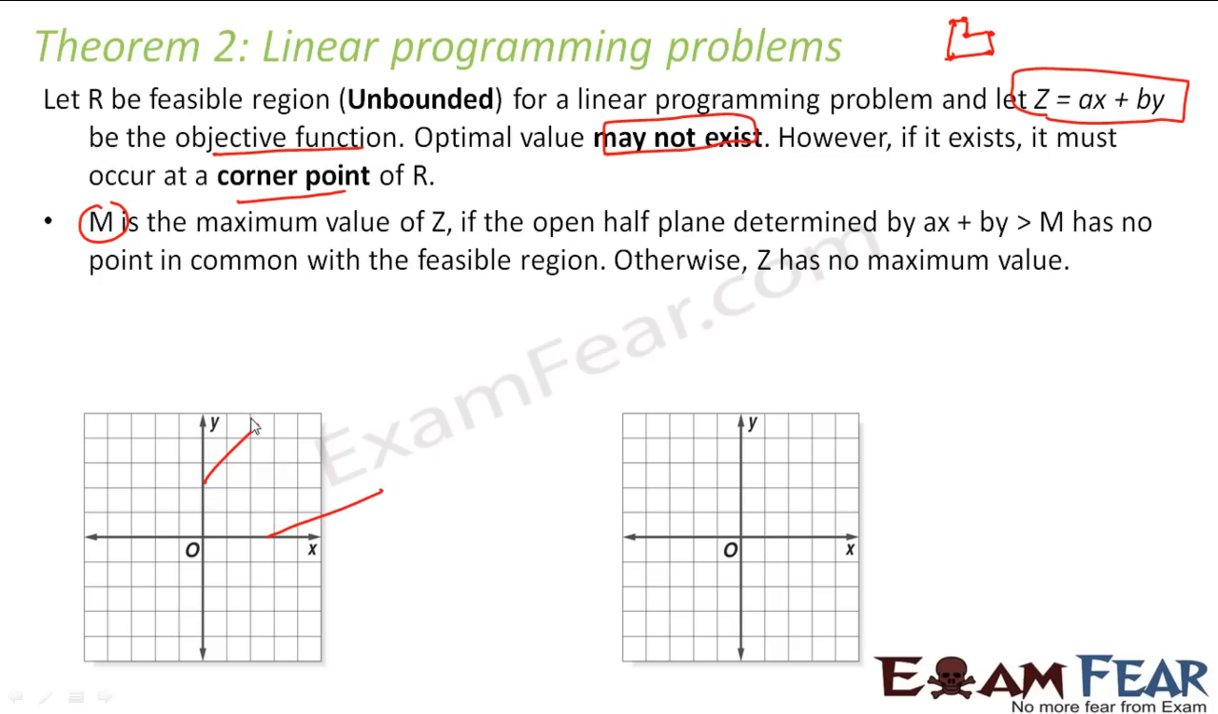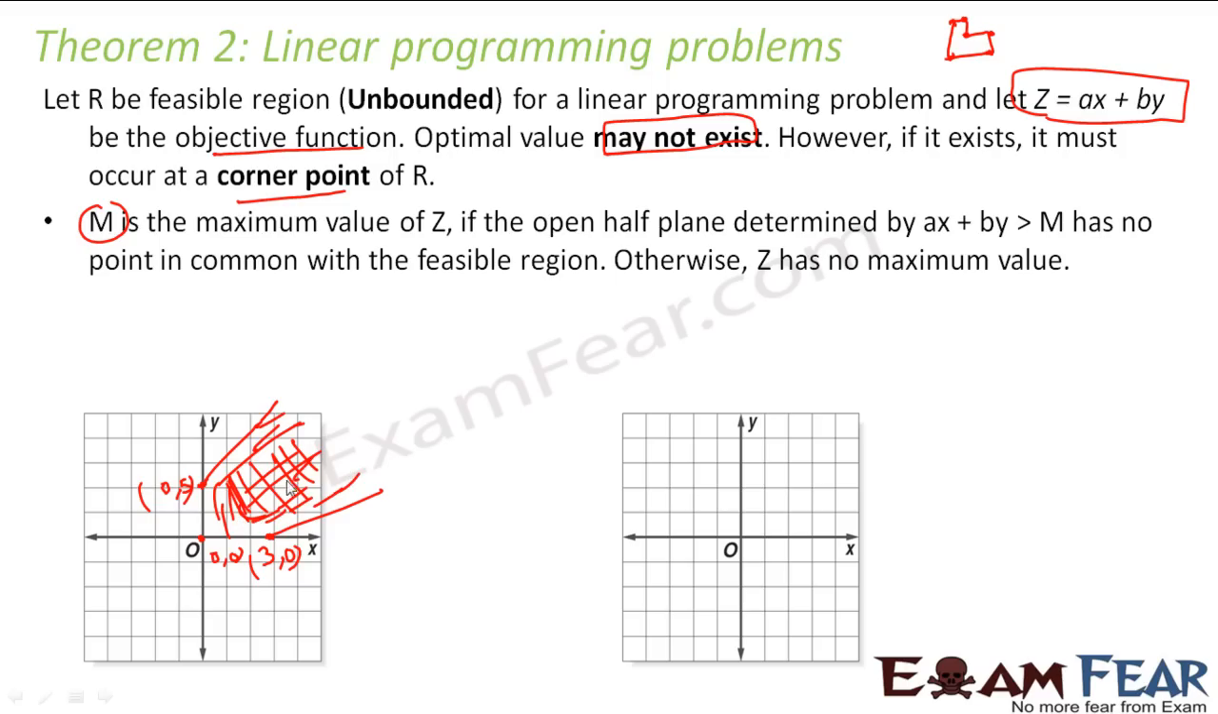I got something like this. This is my region, unclosed region, right? So let's suppose this point is x is 0, y is 5. This one is, let's suppose, x is 3, y is 0, right? And this one is 0, 0. So if you see, my optimal region is this area. The corner points are 0, 5, 0, 0 and 3, 0.